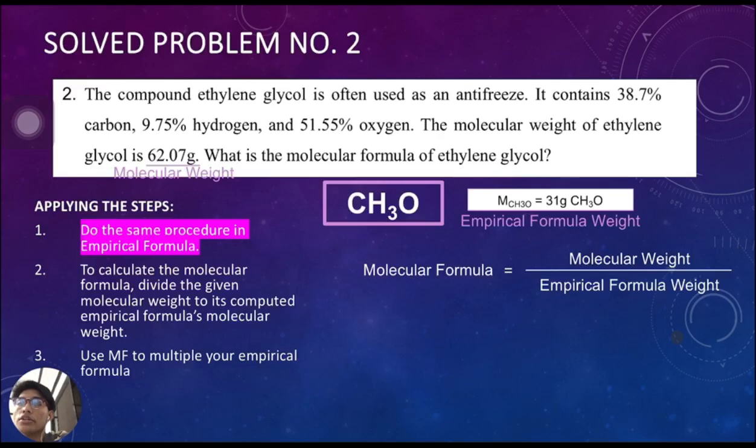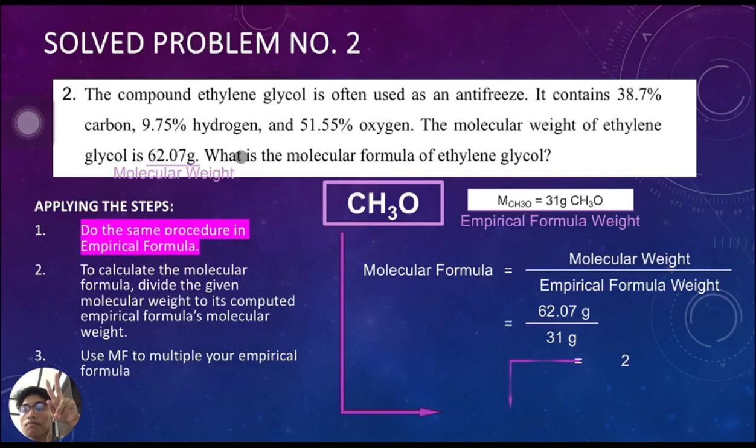Okay, so now this is your molecular weight, in case you're wondering. Now we apply it, just substitute. We have 62.07 grams over 31 grams. If you cancel the grams, the grams cancel, but I think I didn't cancel it. We have 2. Okay? So 2 is your multiple.